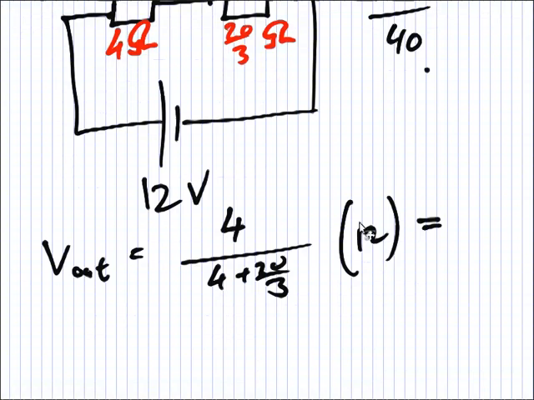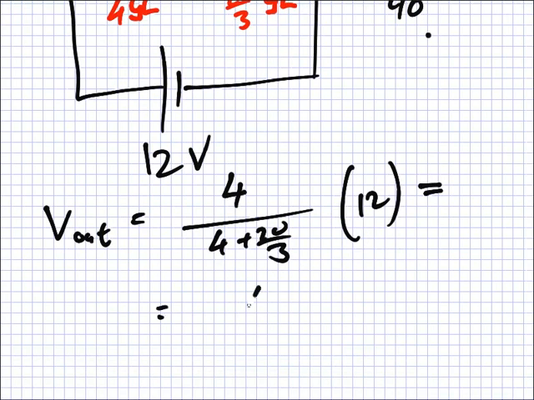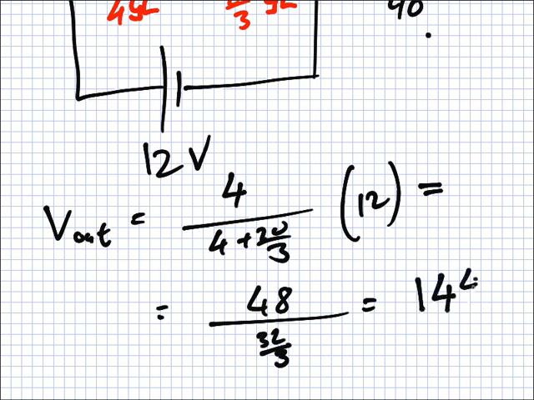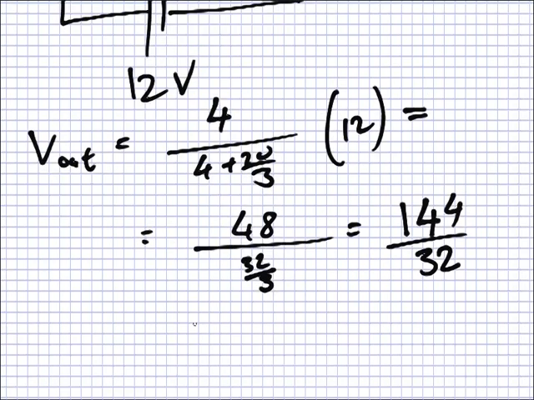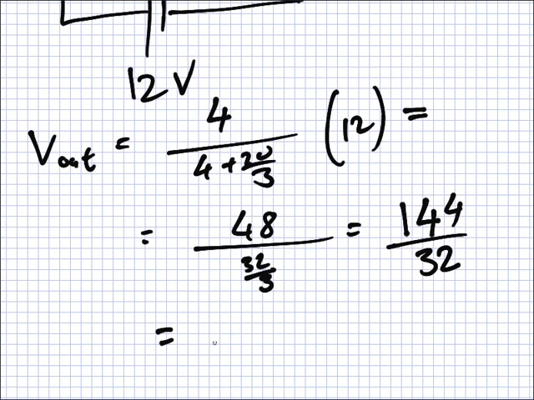What is it, guys? Come on, just type it in on the calculator. It's 48/32/3, isn't it? 144/32. Don't make me do this without a calculator. What's that? 4.5. 4.5 volts. Okay, that's what I said.